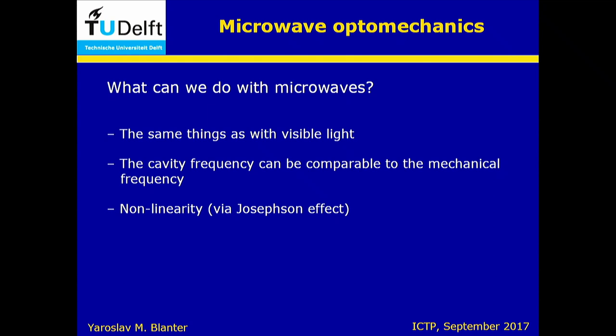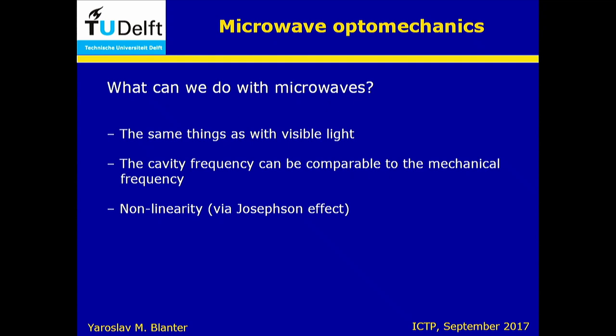There are some experiments, and I will show you one of them, where you can use low gigahertz resonators. Usually people don't do that. They go to megahertz or kilohertz. So usually in all microwave, and definitely in all optical experiments, the frequency of the cavity is much bigger than the frequency of the mechanical resonator. But in principle, if you have a microwave cavity, you can make them resonant.